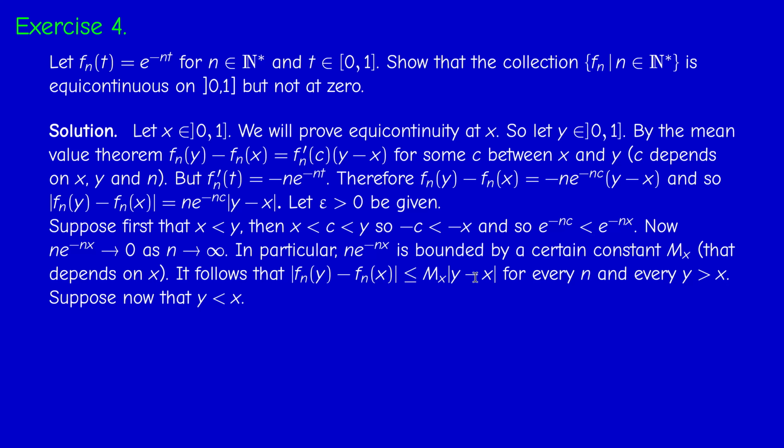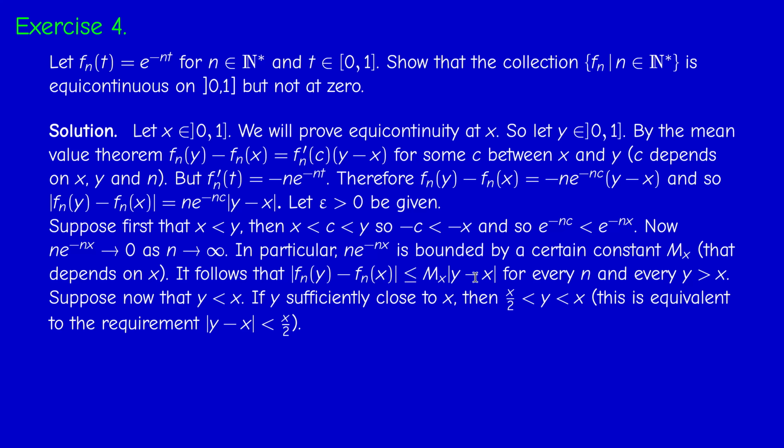The other case is where y is less than x. So again, c is now between y and x. But if I take y sufficiently close to x, then I can make y to be between x over 2 and x. And if you subtract x, you will find that this is equivalent to the requirement that y minus x is less than x over 2. These two are equivalent, provided y is less than x. So y minus x is less than 0 and bigger than minus x over 2, so its absolute value is less than x over 2.